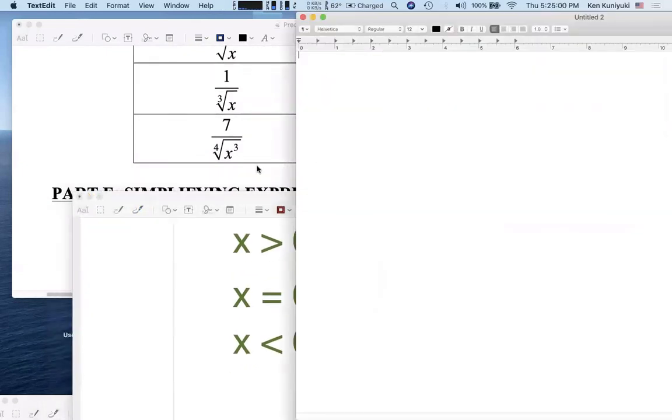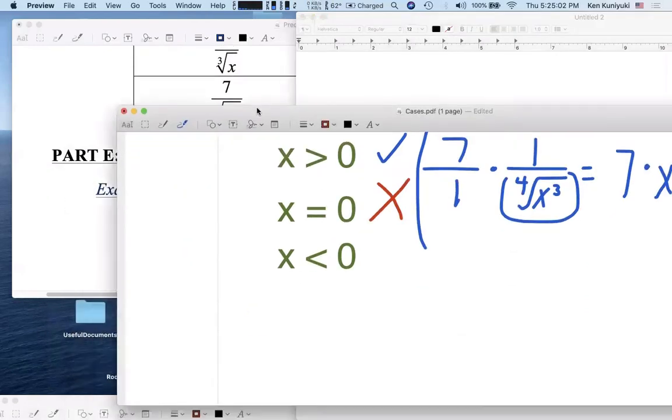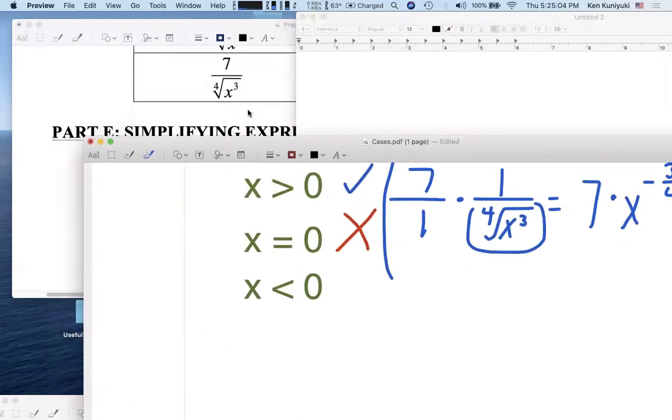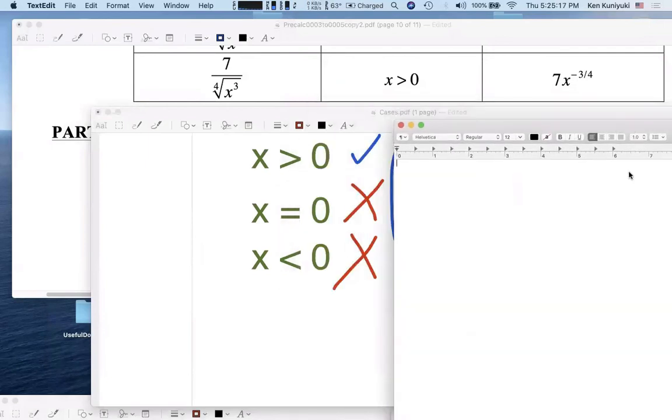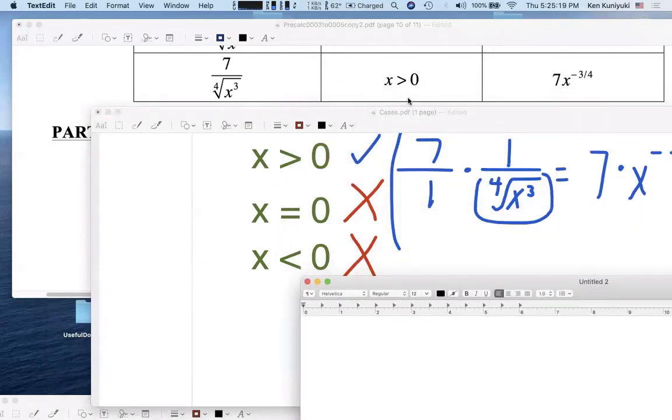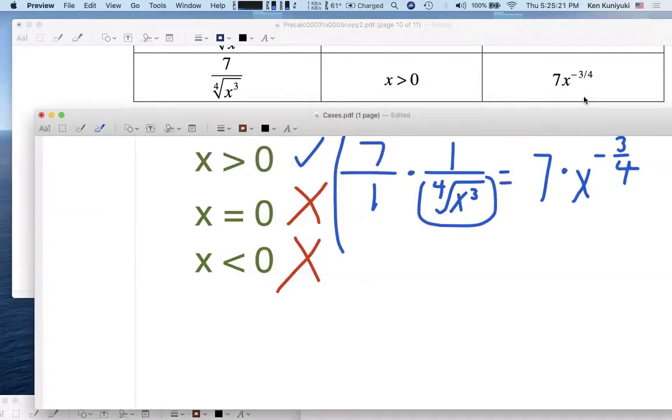What about x being negative? Well, the cube of a negative number is negative, but then the 4th root of a negative number, that's no good. X has to be positive. 7x to the negative 3/4.